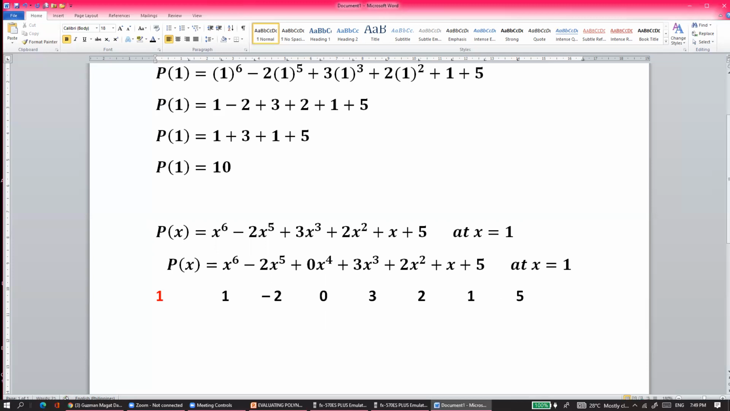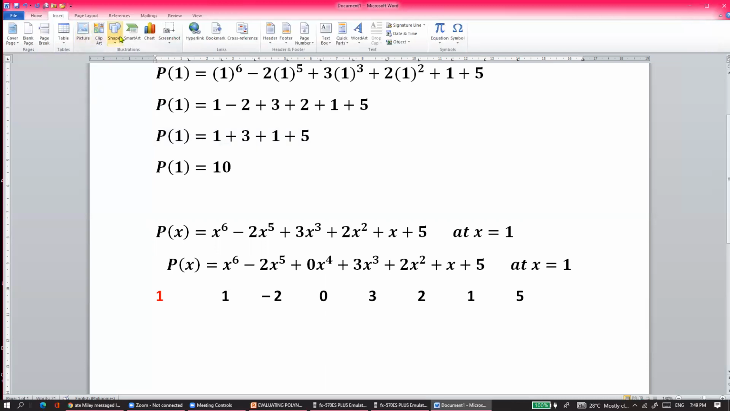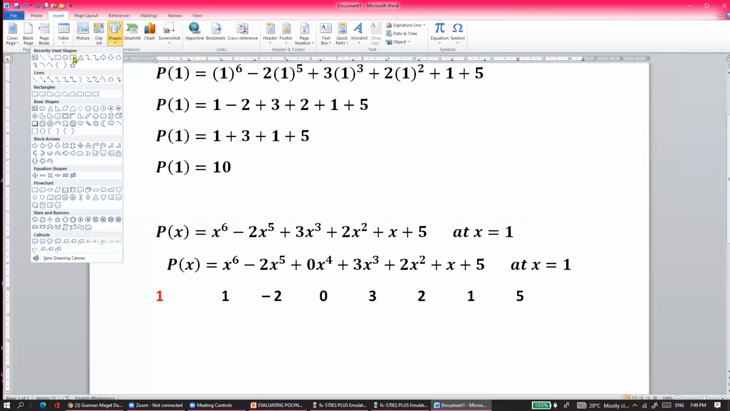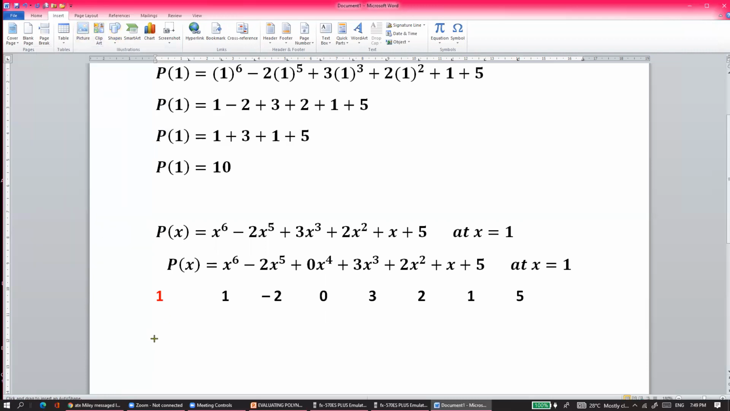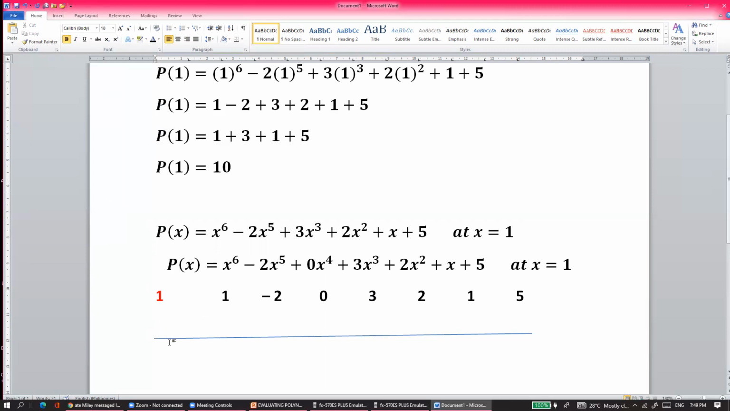And then, eto, underline lang, di ba? So, lagyan ko na lang underline. Ito yung underline, lagay ko na dito. Yan. Okay. Makapag-type ako dito at saka sa baba. Yan, o. Dito, bring down 1, di ba, nak? So, bring down ako ng 1.